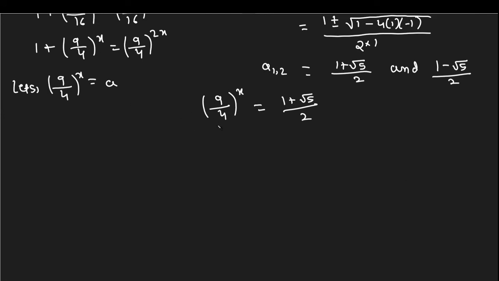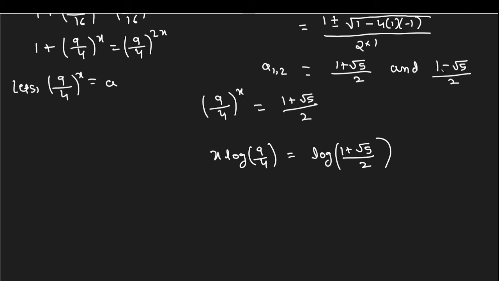Now if I solve this, I am going to take logarithm on both sides. So you will get x log of 9 by 4 is equal to log of (1 plus root 5) divided by 2. Now we have taken logarithm to find out the value of x.